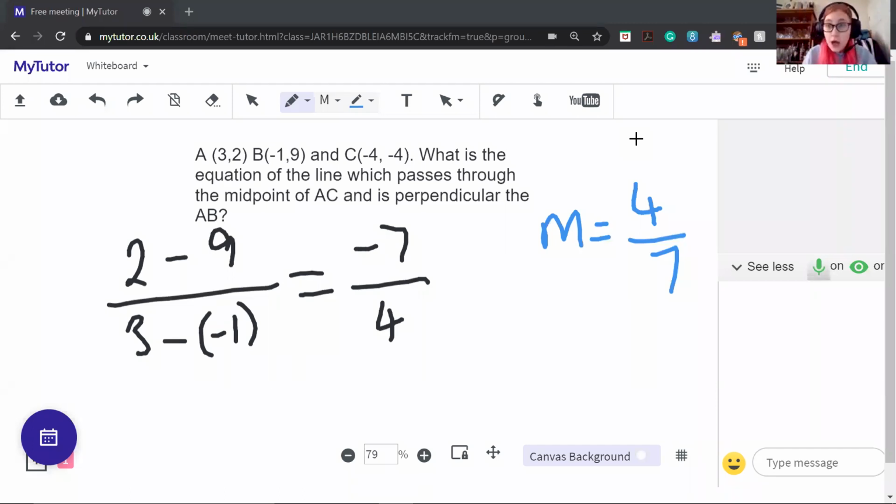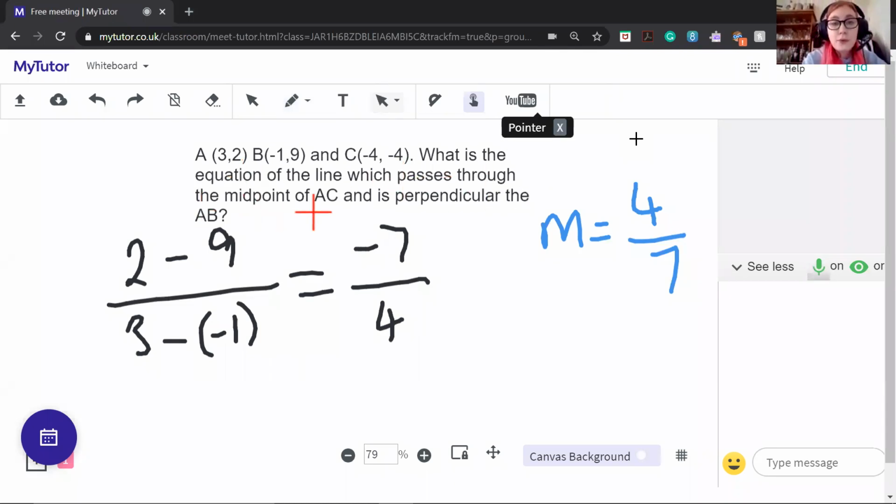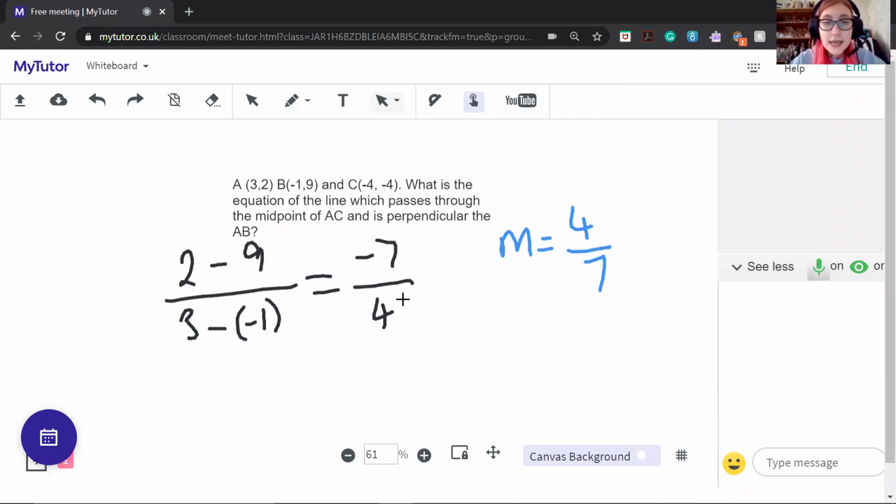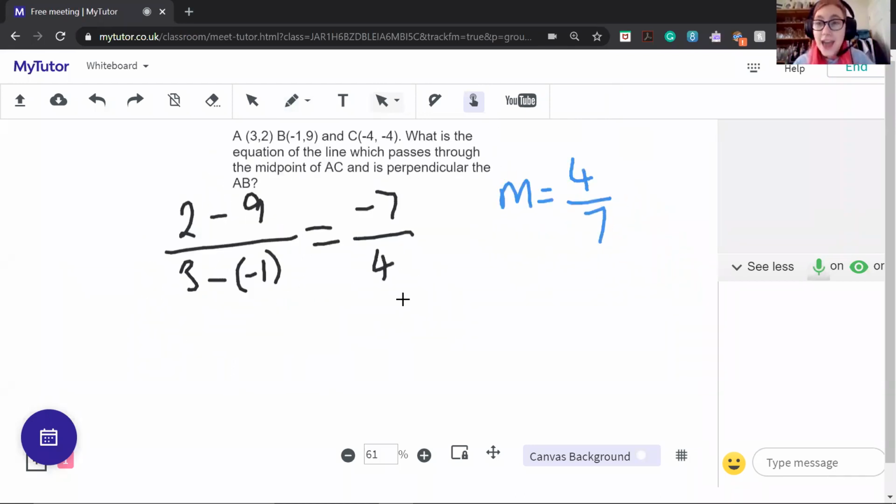So this is brilliant. We've got half of what we need. We've got the gradient of our line. So now we just need to know a point that it passes through. And it tells us here that it passes through the midpoint of AC. Now, the midpoint is found by finding the midpoint of x and the midpoint of y. And we find the midpoint of two numbers by adding them up and dividing by 2.